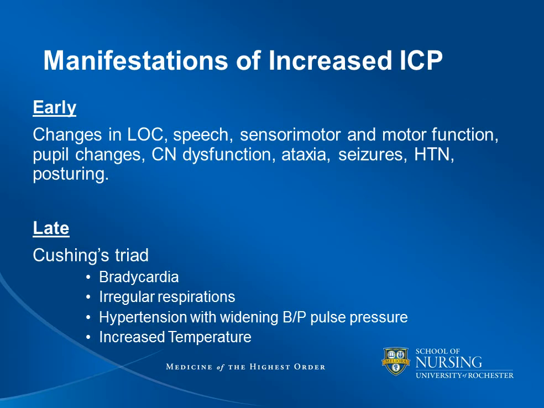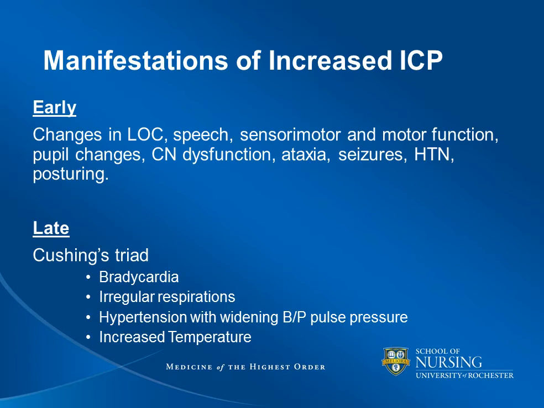The manifestation of increased intracranial pressure, regardless of cause, can be based on the location and extent of the tissue involved. Early signs include changes in level of consciousness. This is frequently the first sign. Changes in speech patterns such as slurred speech or clear speech that doesn't make sense. Changes in sensory and motor function. Pupillary changes like dilated, non-reactive, or constricted and non-reactive pupils. Cranial nerve dysfunction, ataxia, seizures, severe hypertension, and abnormal posturing.